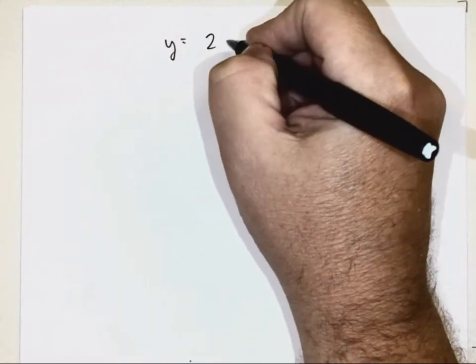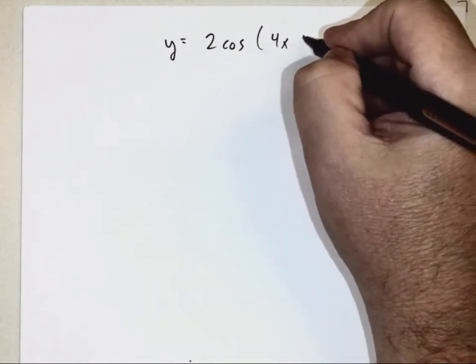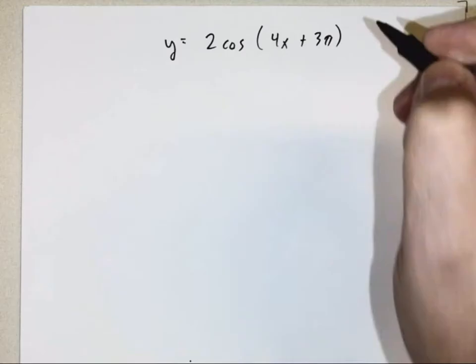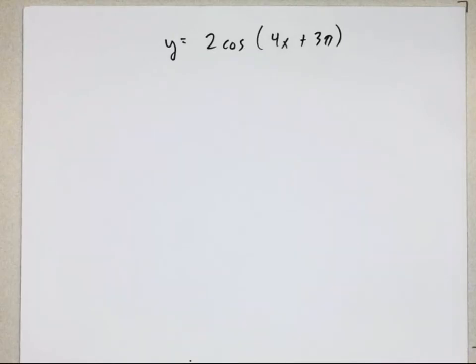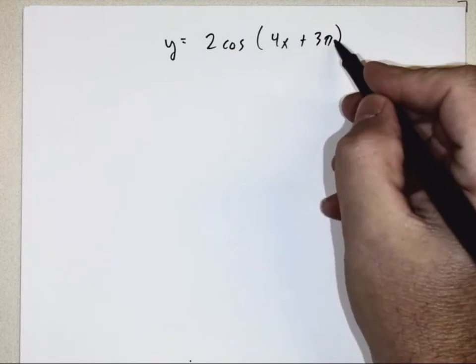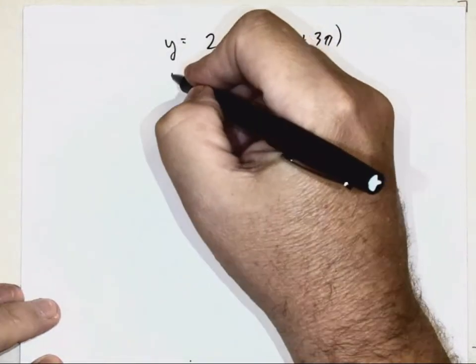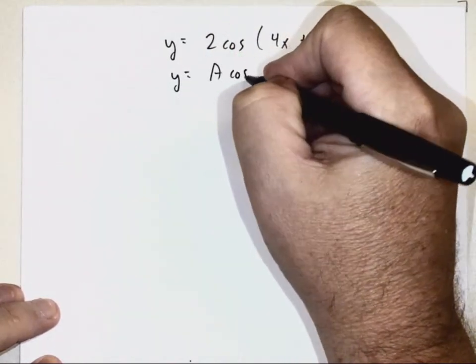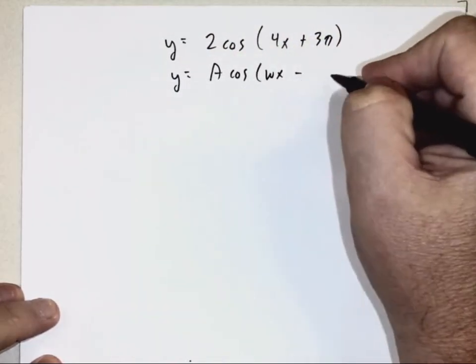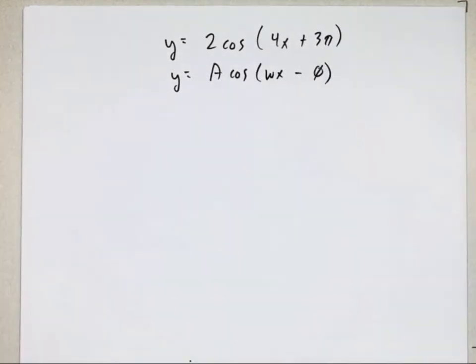y equals 2 cosine 4x plus 3 pi. So we're going to have a cosine function, because I know inside the cosine function I'm adding a number here, so there's going to be a phase shift. Let's write down the standard equation. Notice here the standard equation is a minus. That's going to become important in just a minute.